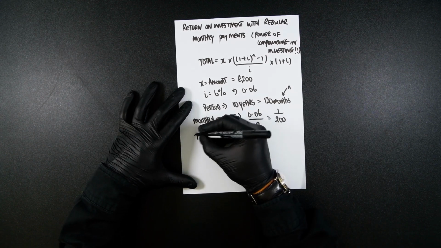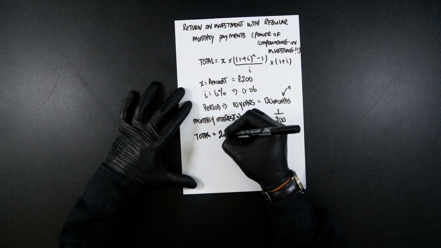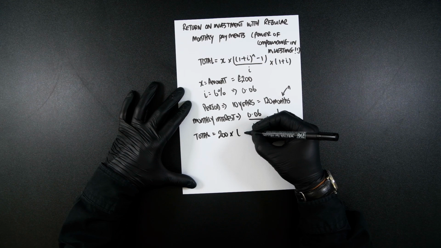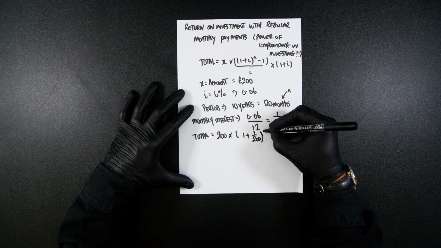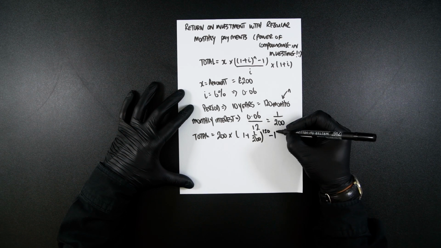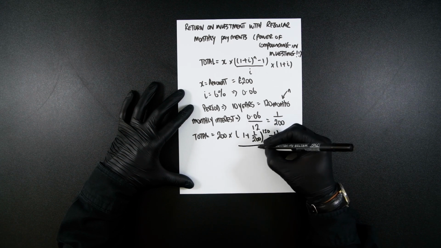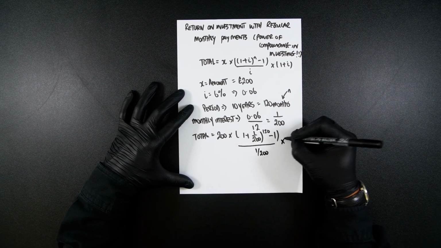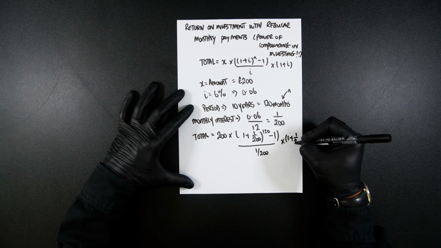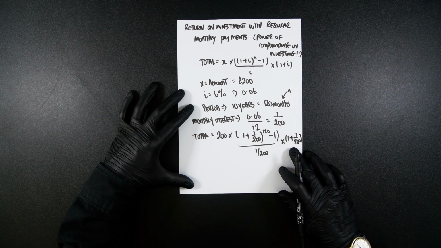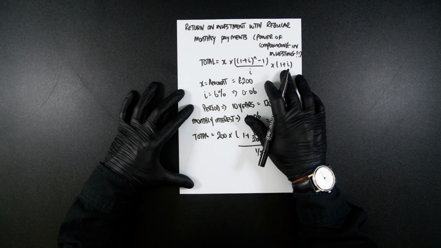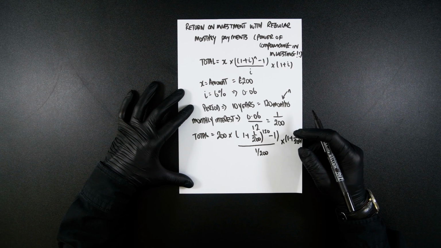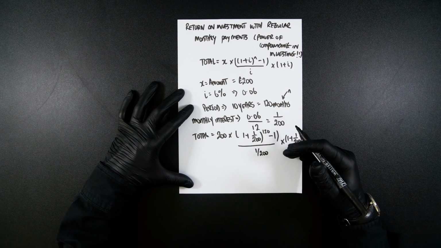So let's do that. So total will equal 200 times 1 plus 1 over 200 to the power of 120 minus 1, all divided by 1 over 200 times 1 plus 1 over 200, which is very, very nominal. That's a really small value, just above 1. So in some calculations, you don't even need to put this n bit in, but it gives it a little bit of greater accuracy, and it will make it closer towards the final value.